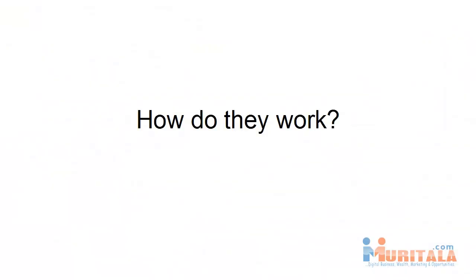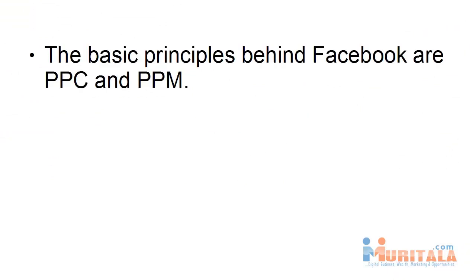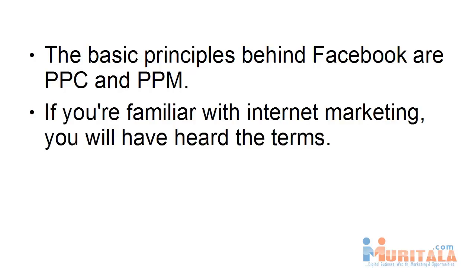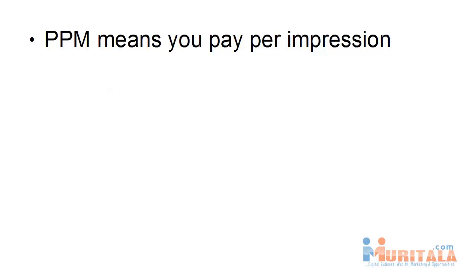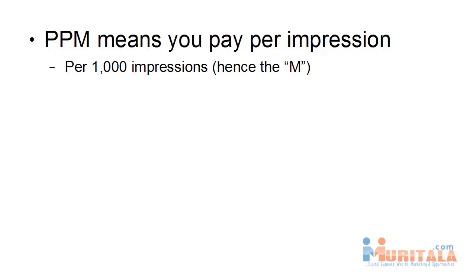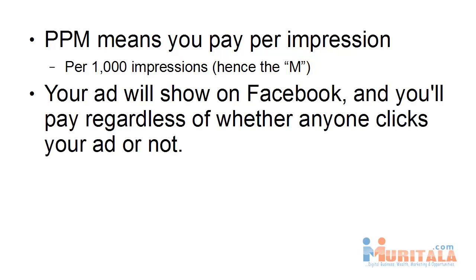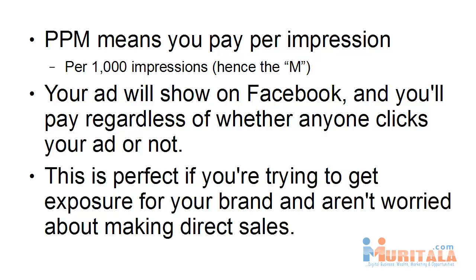So how do Facebook ads work? Well, the basic principles behind Facebook advertising are PPC and PPM. If you're familiar with internet marketing, you will have heard the terms before. But if you've mostly handled your advertising offline until now, you may not have. PPM means you pay per impression, or to be more specific, you pay per 1,000 impressions, hence the M. And your ad will show on Facebook and you'll pay regardless of whether anyone clicks on your ad or not. And this is perfect if you're trying to get exposure for your brand and you aren't worried about making any direct sales.